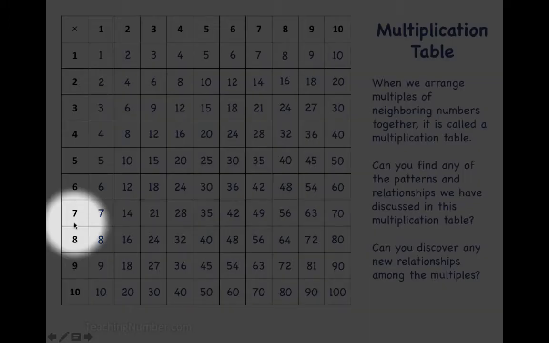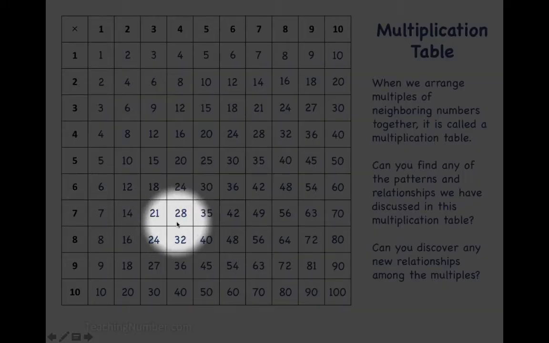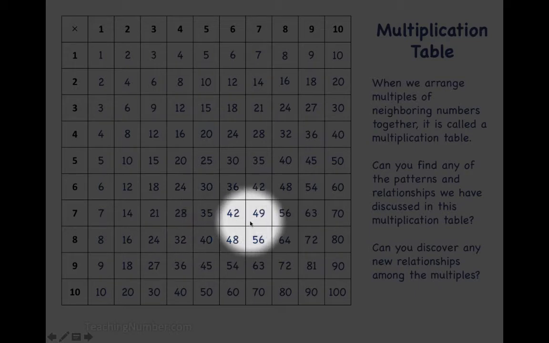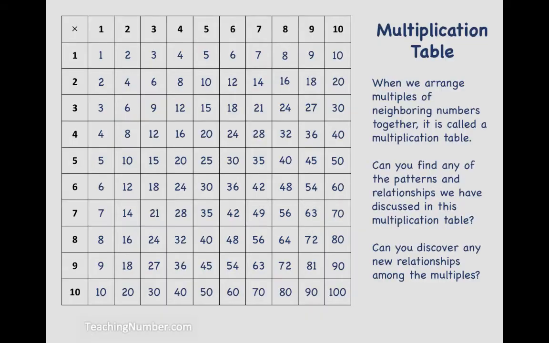The seventh multiple of 8 would be in the seventh row of the multiplication table and the eighth column. The seventh multiple of 8 is 56. So 7 eighths make 56, or 7 times 8 equals 56. Now let's look for some patterns and relationships among the multiples that we've already discovered and see if we can find them in the multiplication table.